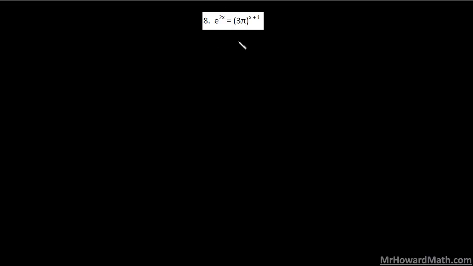So I ask myself, can I set like bases and solve using my exponent rules? Well, base e there, base 3 pi there. So no, that's not a good idea to try to set like bases. So what I need to do is take the logarithm of both sides. Because I have a base of e right here, I'm going to take the natural logarithm of both sides. So ln of e to the 2x is equal to ln of 3 pi all to the x plus 1 power.